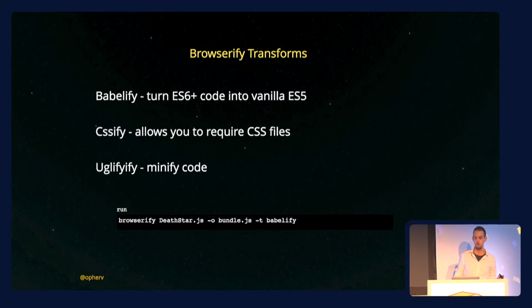So you have, for example, Babelify, which turns ES6 code into vanilla ES5, CSSify, which allows you to require CSS files, and Uglify, which minifies code. I don't condone this naming convention, but essentially you run Browserify with your input, devstar.js, output bundle.js, and the -t flag for whichever transform you want.